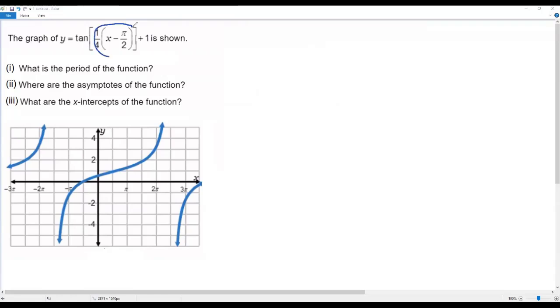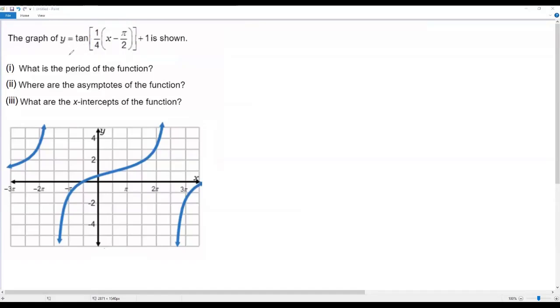So at the place over here, if I have pi over 2, what will happen to this value of tan? It will become undefined. Even when we add 1 to the undefined value, it will still be undefined. So if I have tan pi over 2 here, it becomes undefined. I mean, the value of y becomes undefined.